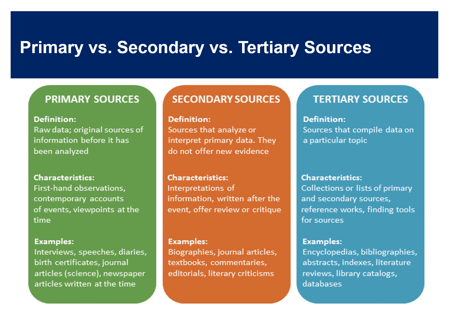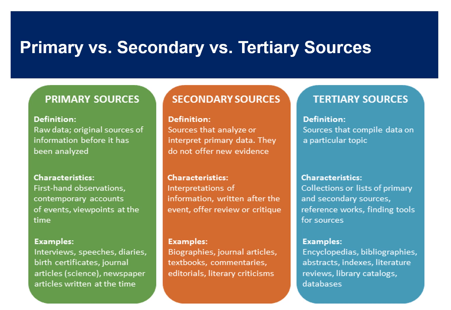Primary sources refer to the raw data, the original source of information before it is analyzed or published. The characteristics are first-hand information, for example observation, as we mentioned, or the contemporary account of an event or viewpoints at the time. So these are the primary sources.